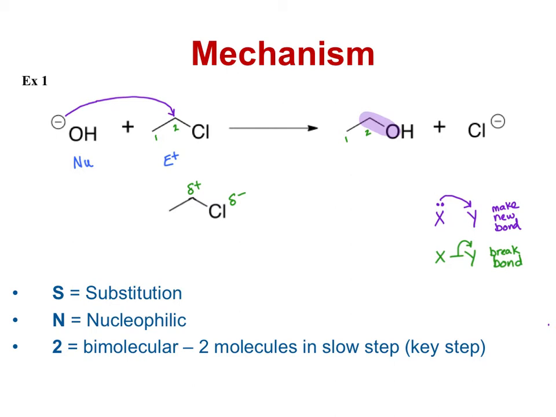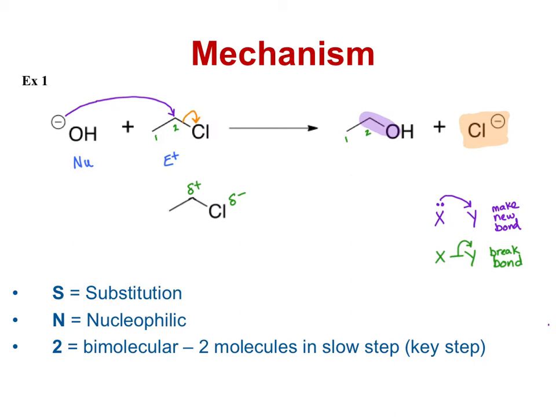So what happens to the chlorine over on the right? It's broken off, right? So that means we're going to have an arrow from the bond to the chlorine to break that off. And if you look, this is almost identical to the mechanism for Bronsted acid and base, except it's attacking a carbon instead of attacking a hydrogen.